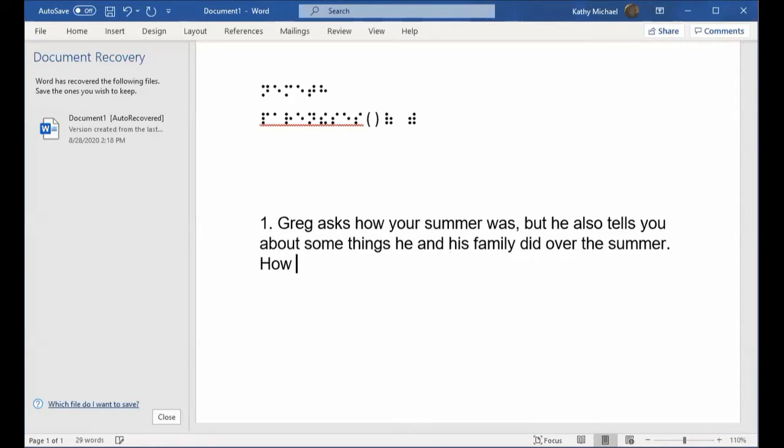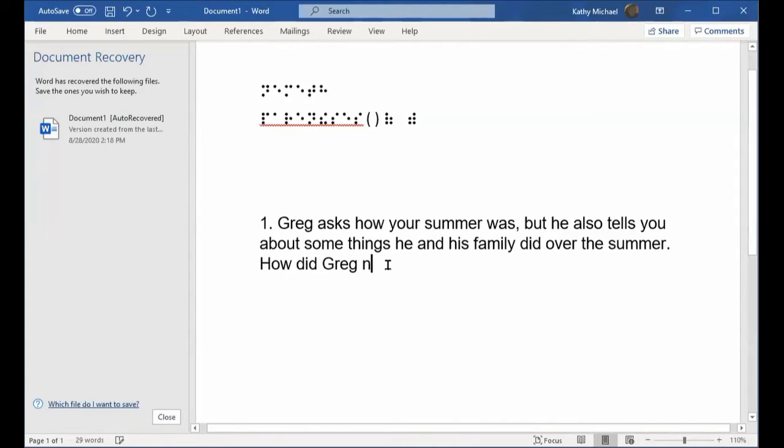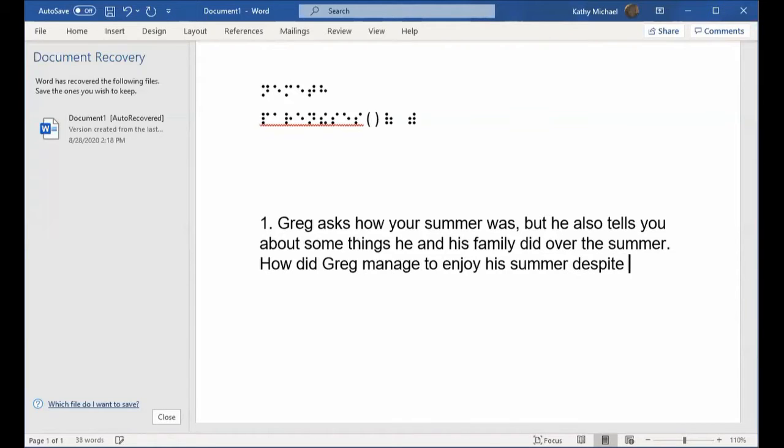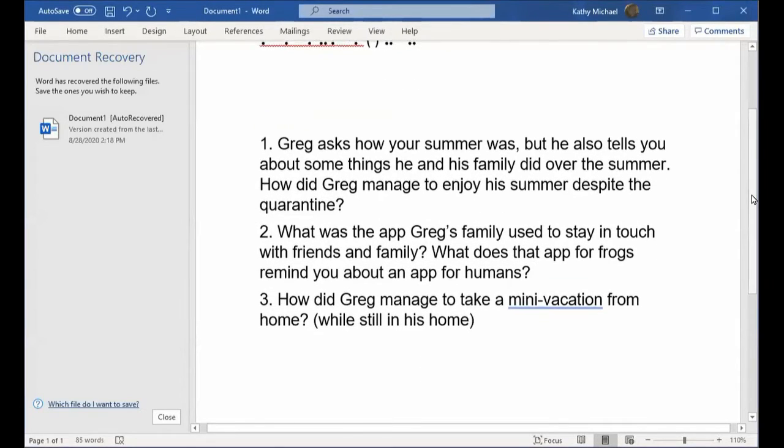How did Greg manage to enjoy his summer despite, oh, the next one is, I don't even remember if I read that or not. The thing blinked out on me so long.